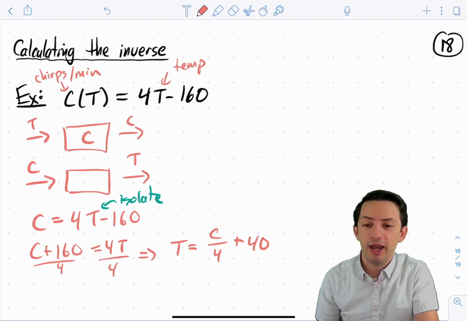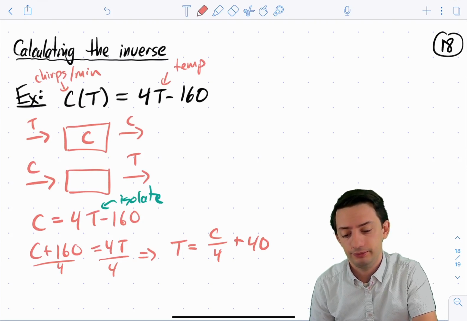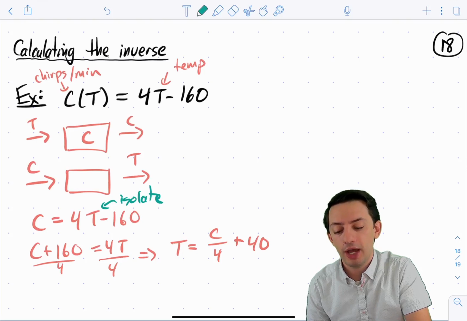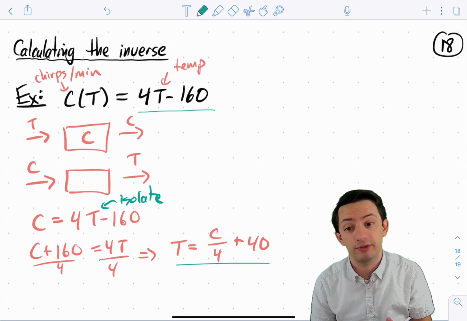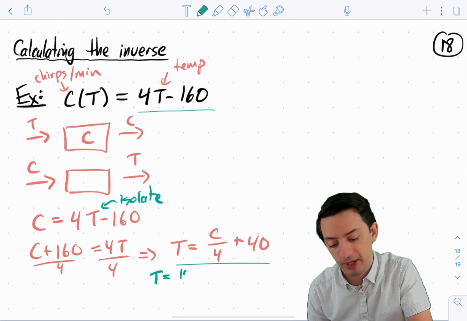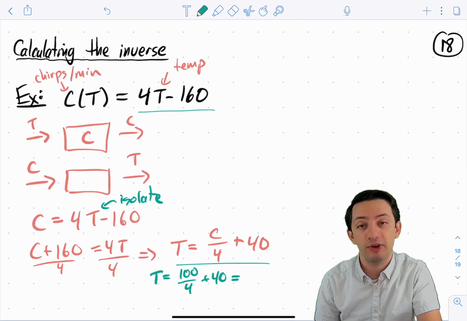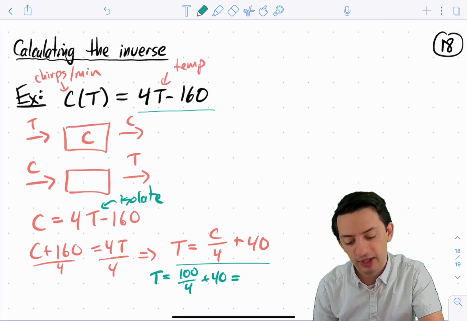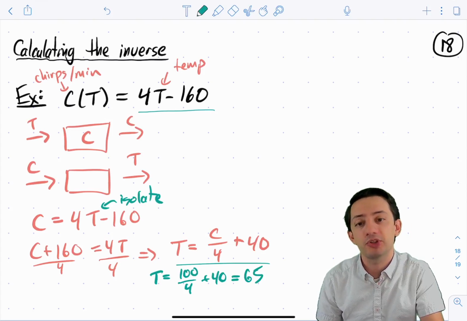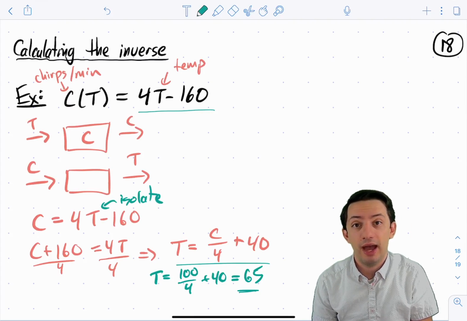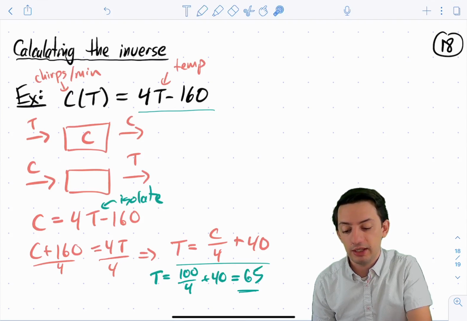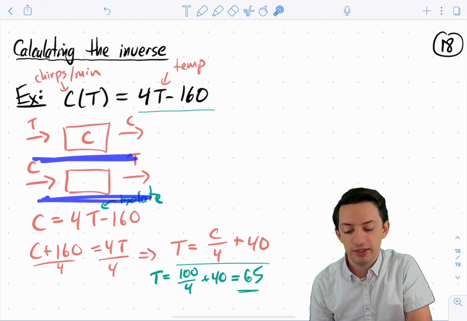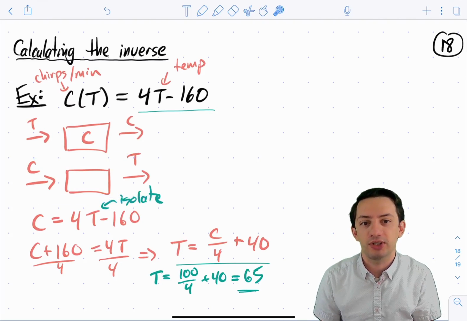So I said before, if I had 100 chirps per minute, what is the temperature? If all you had was this, you might have to plug in some numbers and try to guess it. But now that you've got the inverse, that's the machine that reverses it for you. So my temperature, if I have 100 chirps per minute, is 100 over 4, that's 25, plus 40 is 65. And I forget if this is Celsius or Fahrenheit in the book, but whichever it is, that's the temperature at which crickets chirp 100 times per minute. So it's really nice to think about the box pictures here. The inverse is the machine that reverses what the original function does.